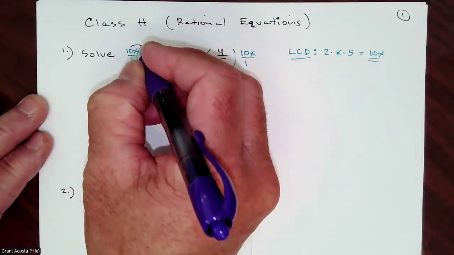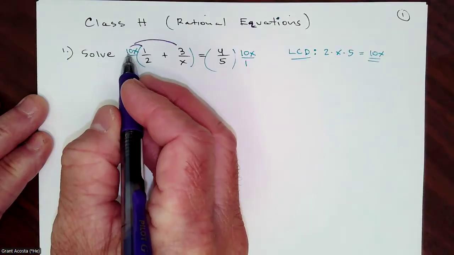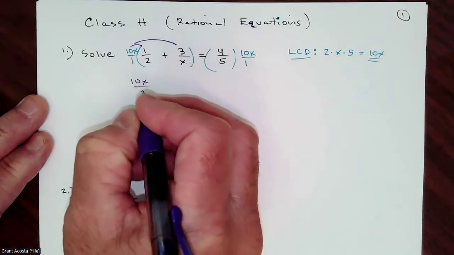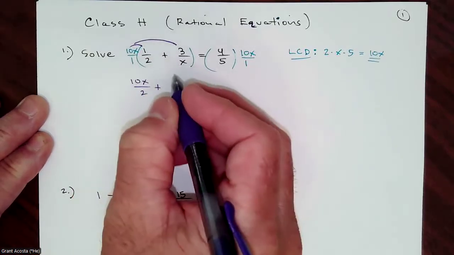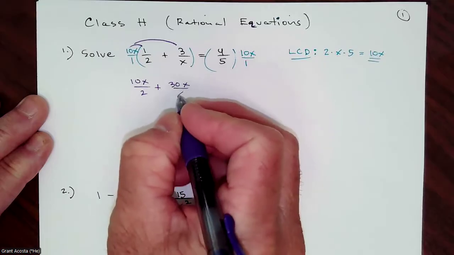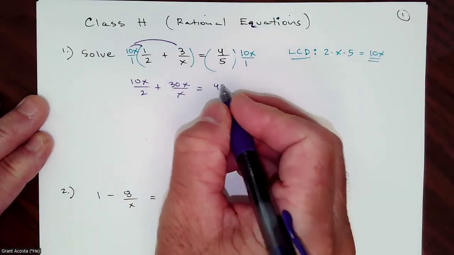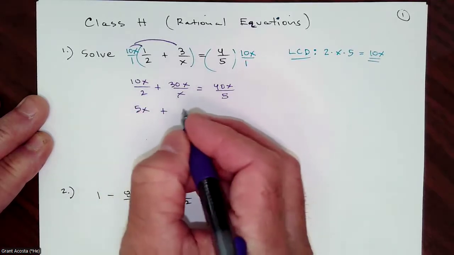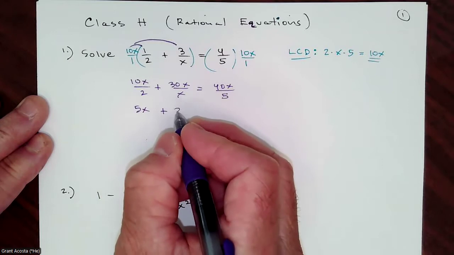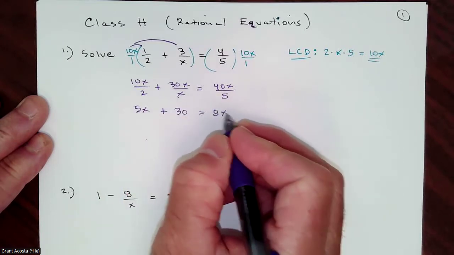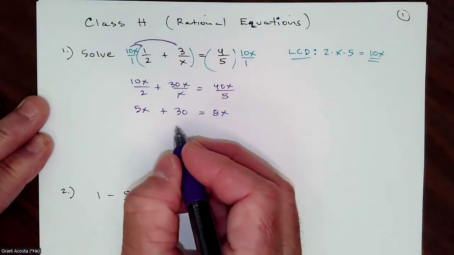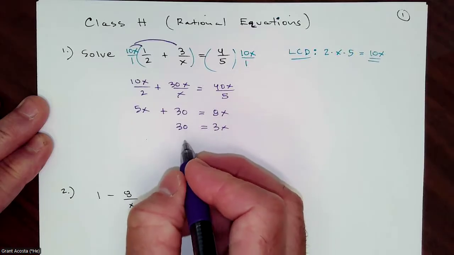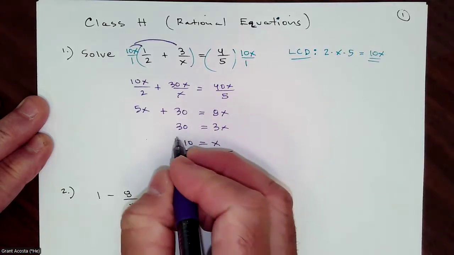And then I'm going to distribute this. So notice if I distribute this, I'm going to have 10x over 2, and x times 3 is straight across, so that would be 30x over x. And here this would be 40x over 5. And notice if I reduce this, I don't have any more denominators. This is just 5x plus 30 equals 8x. Subtract the 5x to the right side, I have 30 is equal to 3x. And if I divide by 3, I get x is equal to 10.